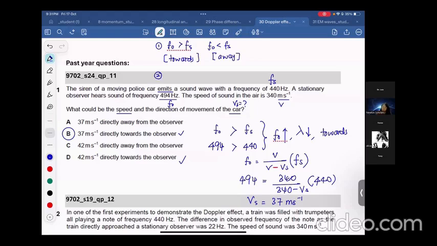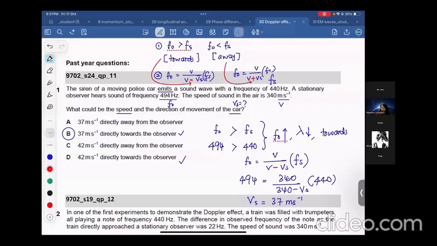Second point, you ask yourself, when you are towards, the formula Fo equals V over V minus Vs, times Fs. Here, should we use plus or minus? If moving towards, we use minus. How do I know I use minus? Because I know from number one it's moving towards. For this one, Fo equals V over V plus Vs, times Fs. From here, we use plus. How do I know? Because it's away. Away, then I use plus.